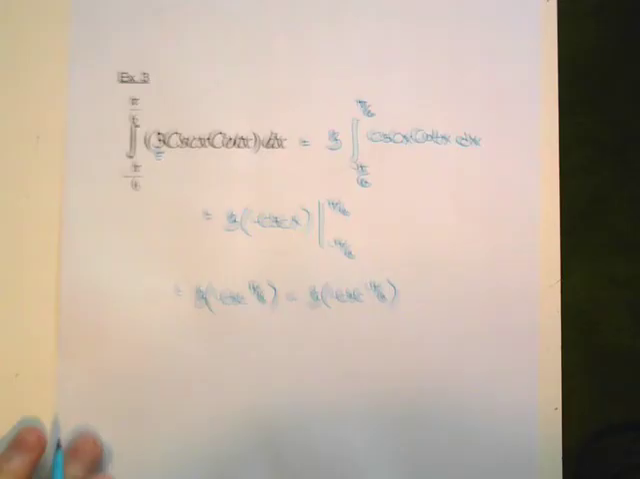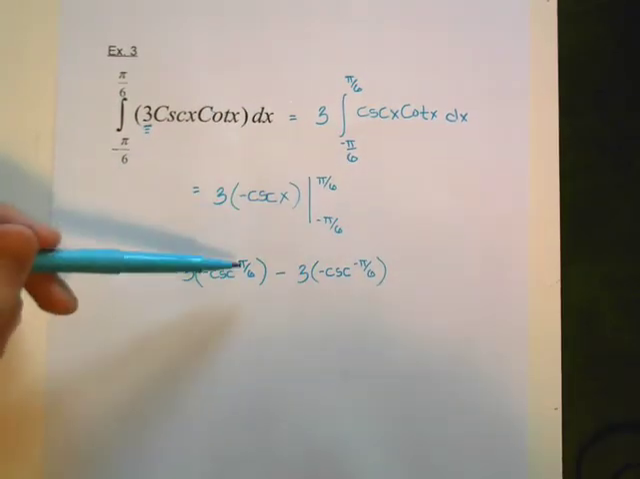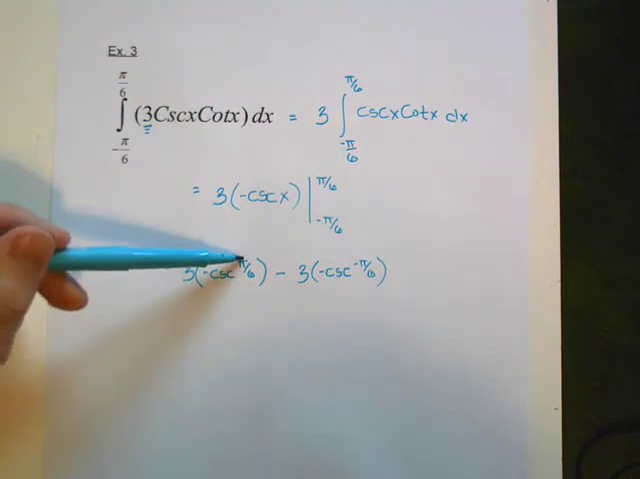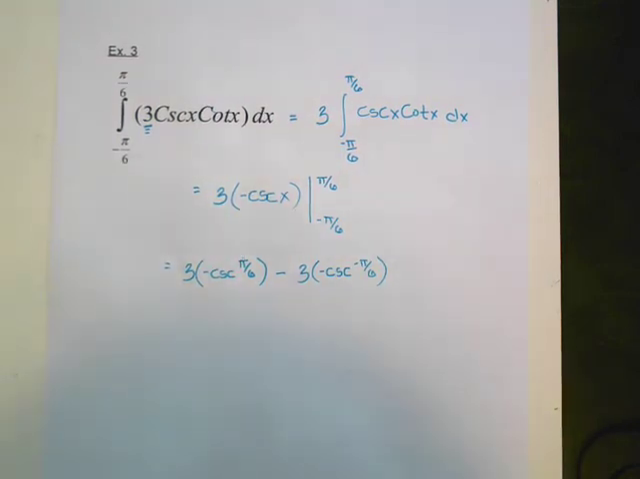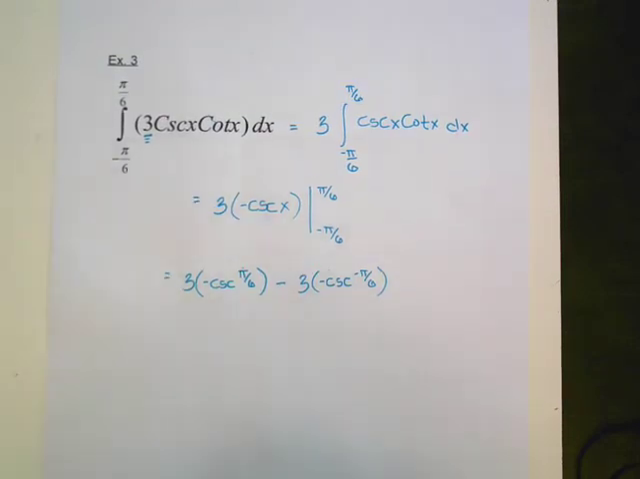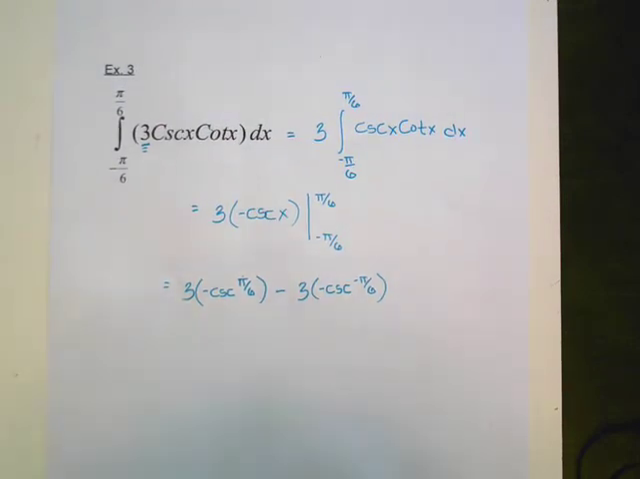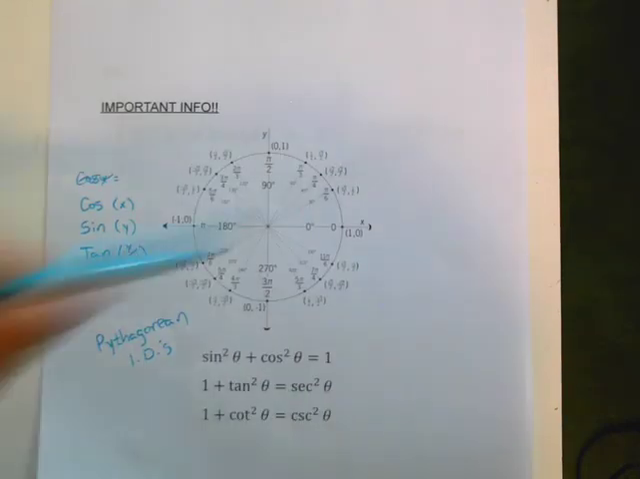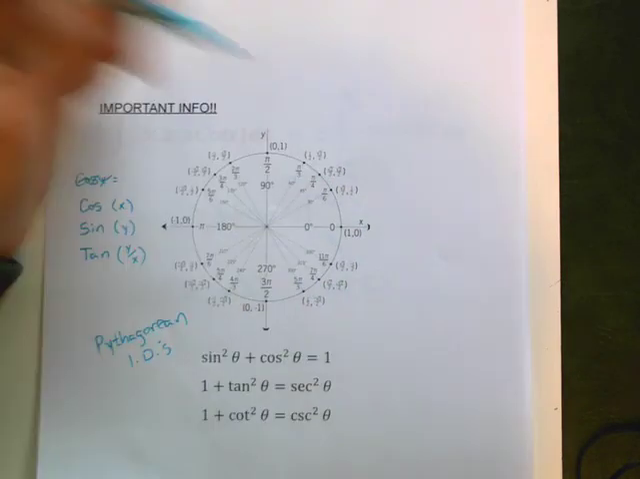Okay, well, how do we evaluate this? So we have pi over 6. What we're going to have to do in order to get our value at pi over 6, just like we did on our first problem, or any of these problems really, is look at our unit circle. Okay, so pi over 6 is right here.